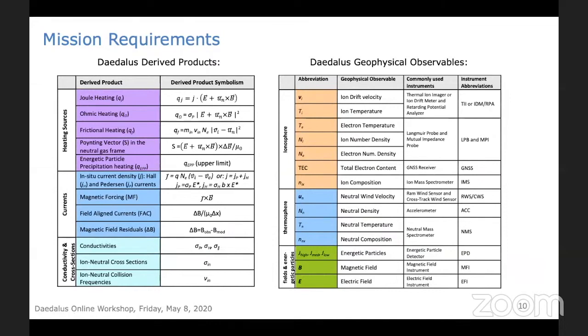The corresponding geophysical observables that are needed for these calculations are listed in the table on the right-hand side in terms of ionospheric, ionized parameters, thermosphere or neutral parameters, and then fields and energetic particles at the bottom. Daedalus will also measure in situ currents, conductivities, ion-neutral cross-sections, and collision frequencies, all of which are critical unknown parameters and all of which are involved in the heating and dynamic processes of the lower thermosphere and ionosphere.